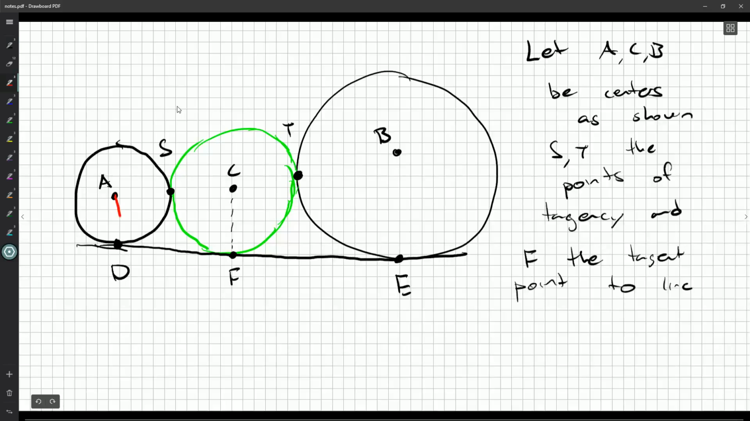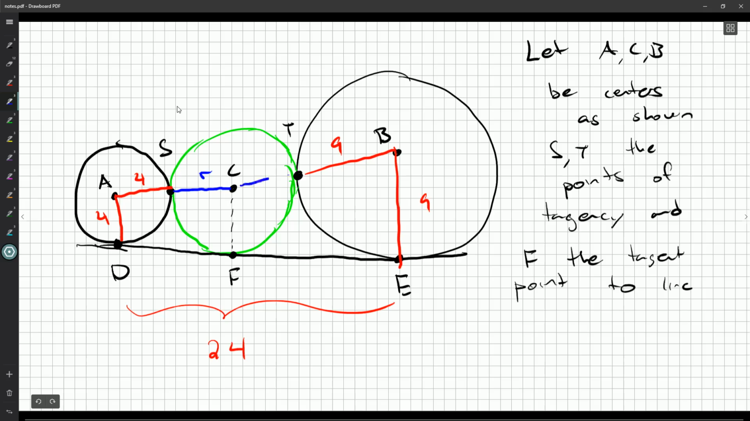All right, let's drop some radii. So we know this is 4, so this length here is 4. We know this is 9, and this length here is 9. We know the total distance here is 24. And then in blue, we could have R here and R here, trying to make it a bit more slanted. So I'd probably make the comment A, S, C are collinear, as are C, T, B. And we might say something like, let R equal the third radius.